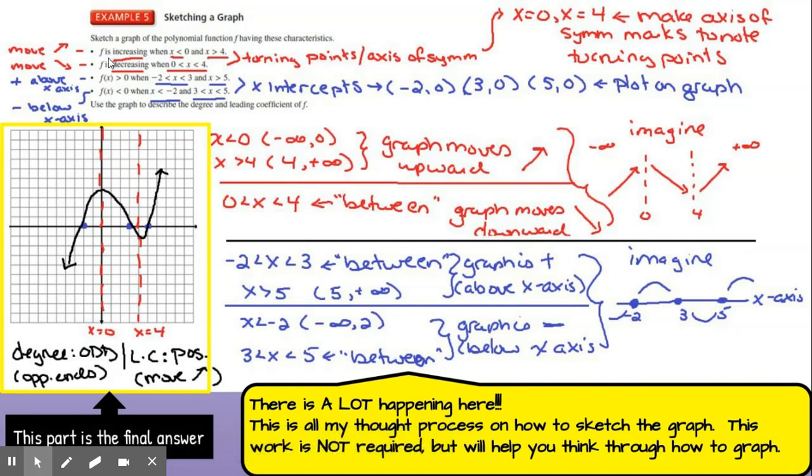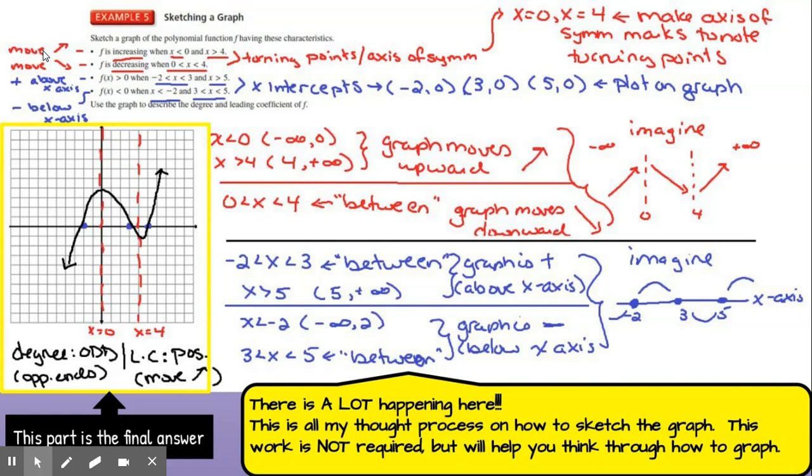So they tell us that f is increasing when x is less than 0 and when x is greater than 4, and f is decreasing when 0 is less than x less than 4. We know f of x is greater than 0 when negative 2 is less than x less than 3 and x is greater than 5. And we know f of x is less than 0 when x is less than negative 2 and 3 is less than x less than 5. So people look at that, they get really scared. It's a lot of stuff and just a lot of random numbers. So here's how we break it down.